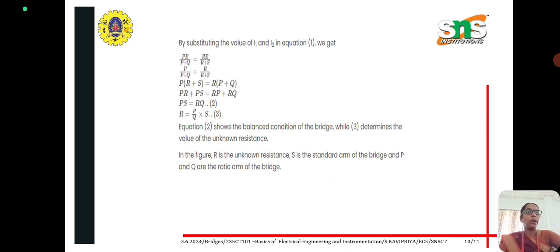When PS is equal to RQ, the bridge is said to be in balance condition, which means that no current will flow to the galvanometer. So the resistances of the opposite branches should be equal.